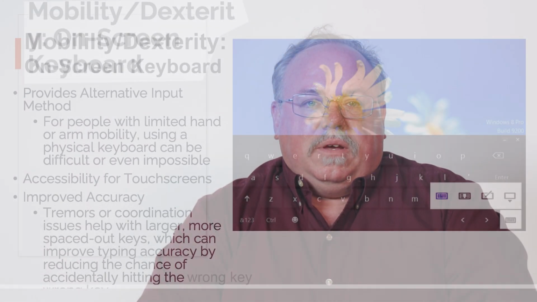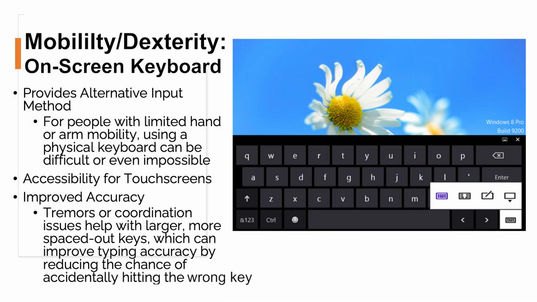Another feature to assist individuals with mobility issues are the on-screen keyboards. You have seen an on-screen keyboard on your iOS and Android devices, but did you know that they were also built into Windows, Chromebooks, and Mac OS? Students who have difficulty using a standard keyboard and mouse can use the built-in on-screen keyboard. This provides an alternative method of input for people with limited hand or arm mobility, for whom using a physical keyboard can be difficult or impossible.